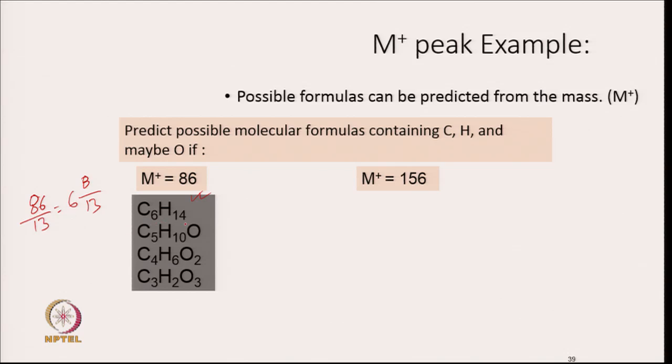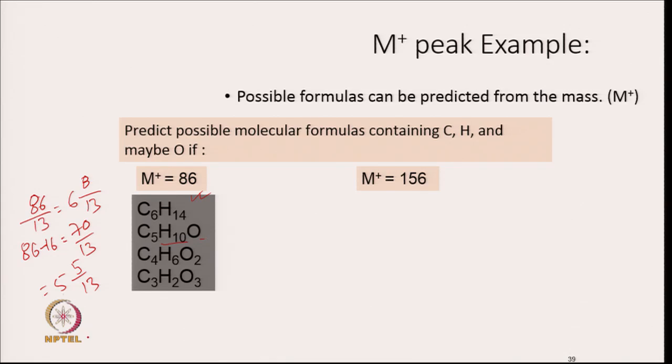Now, there is a possibility that one oxygen can also be present. In that case, you will write 86 minus 16 is equal to 70, divided by 13, and that will give you 5 with a remainder of 5. So, your formula will be C5, and H is 5 plus 5, which is 10. So, C5H10 and one oxygen.